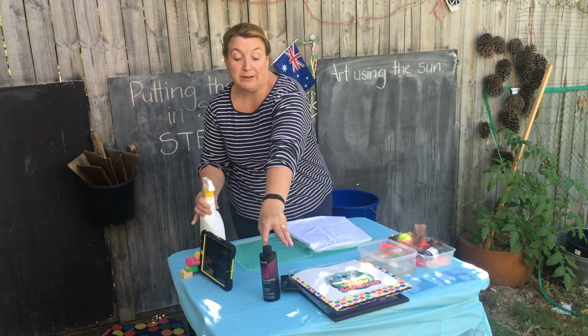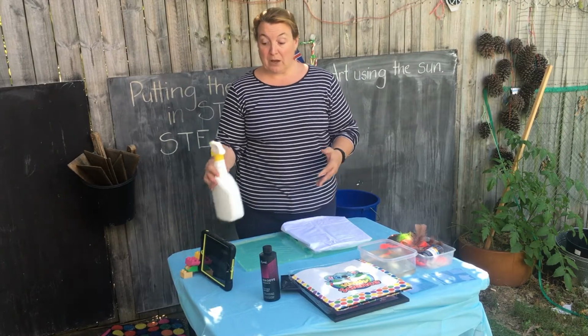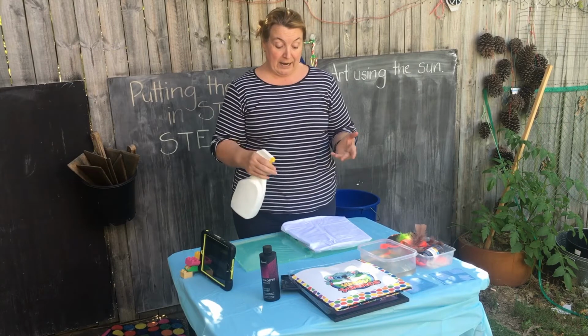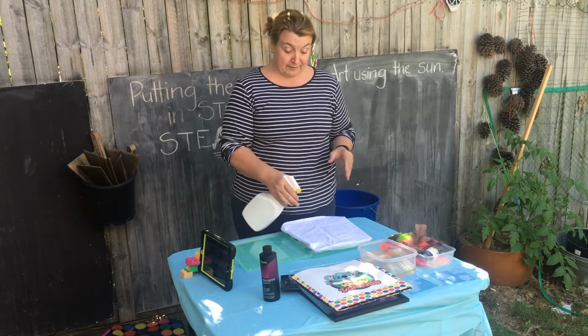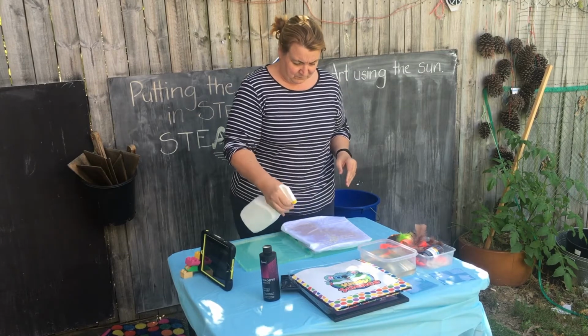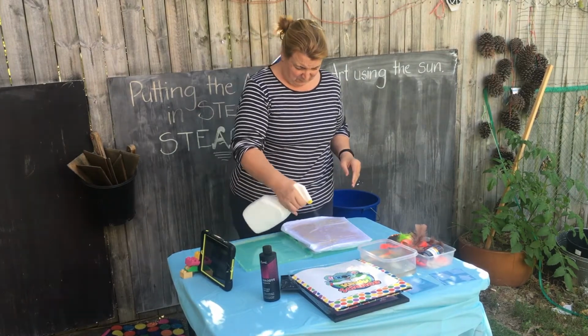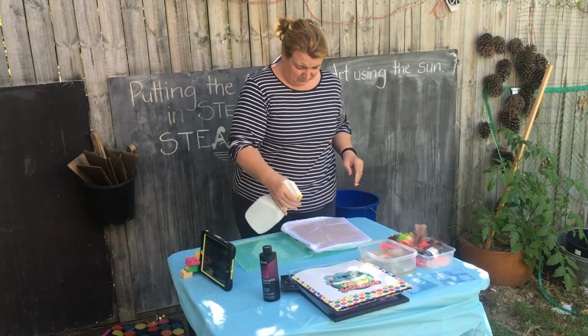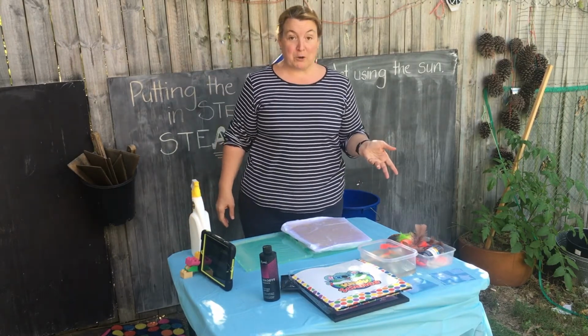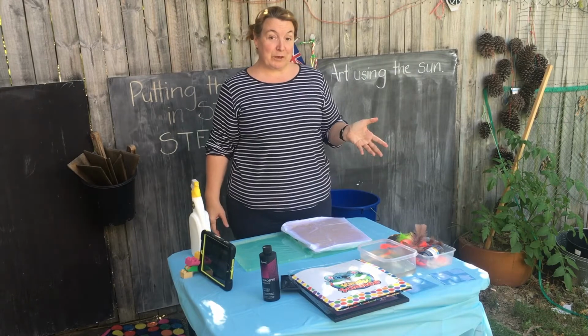Now, you can apply this by painting it on. I'm going to use a spray though, so I've diluted it just a little bit and I'm going to spray it on, and it has to be wet. Okay, I think that's wet enough. And then I'm going to put some objects on it to see what happens in the sun.